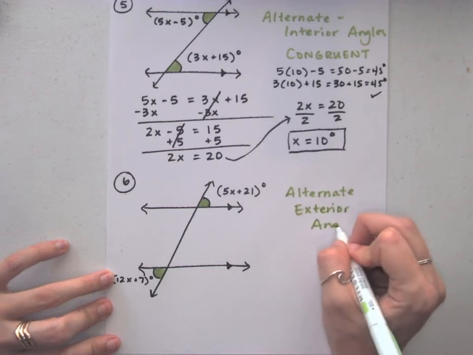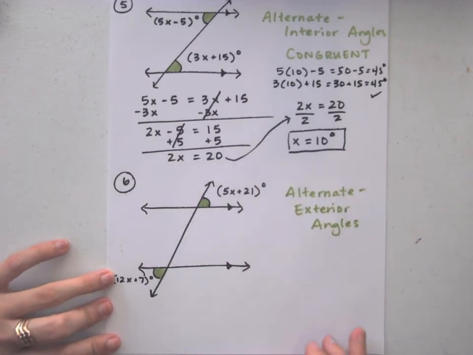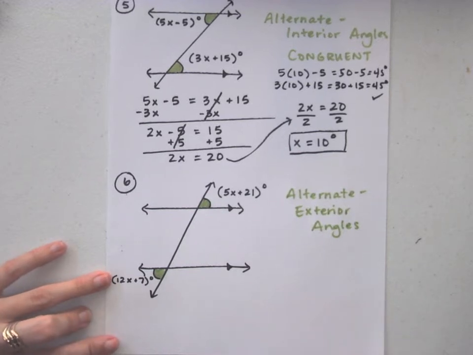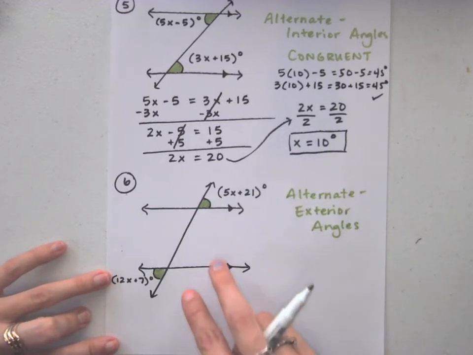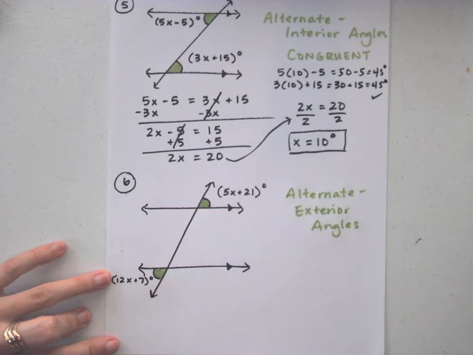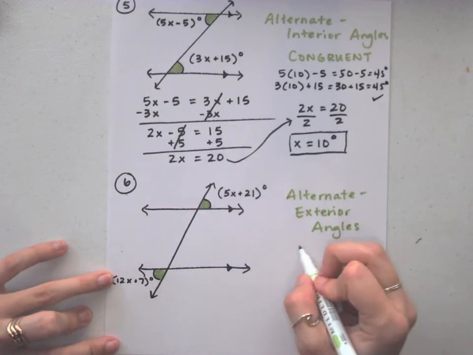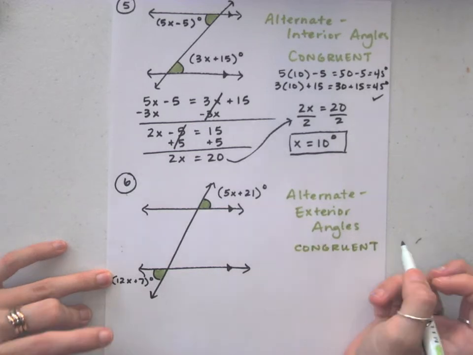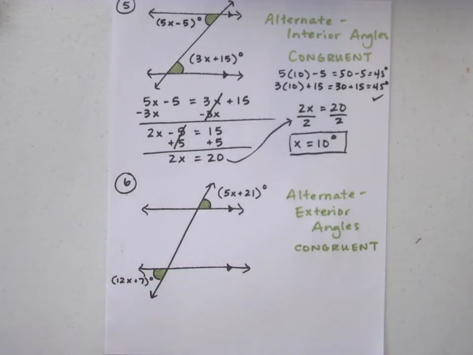Remember, when we're talking about these kinds of angles, it's always a pair of angles because it's a relationship, and a relationship includes two things. You can't have a relationship if you only have one thing. So together, these are alternate exterior angles. And we know that alternate exterior angles are congruent, just like corresponding angles and alternate interior angles.